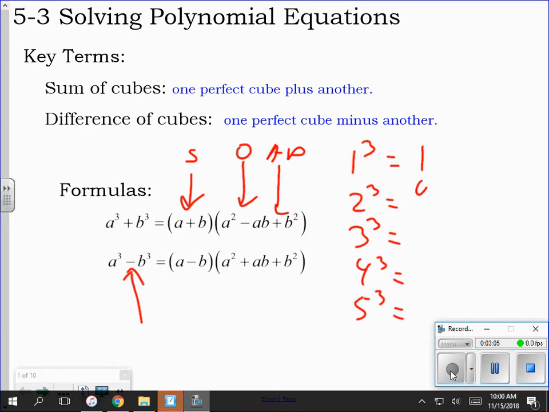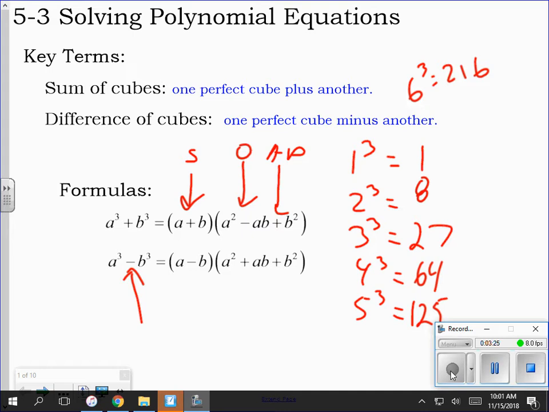2 cubed is 8. 3 cubed is 27. 4 cubed is 64. And 5 cubed is 125. And for snorts and giggles, you should have 6 cubed, which is 216. But you need to know those. Particularly the first 5, you need to have memorized.